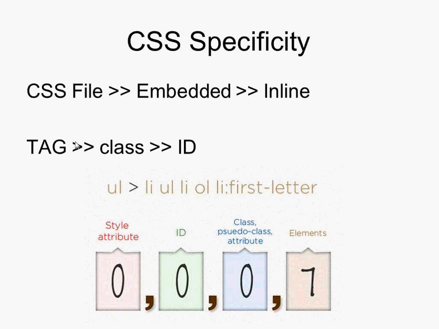And the ID styles are strongest in that way. And below there is a diagram to understand how the browser calculates this specificity, how specific your rule is.